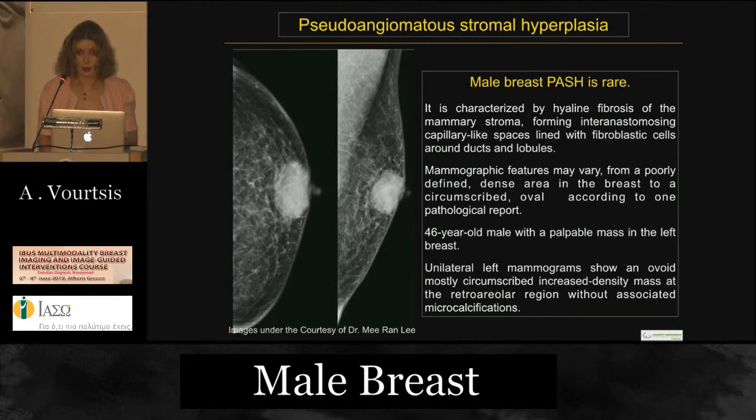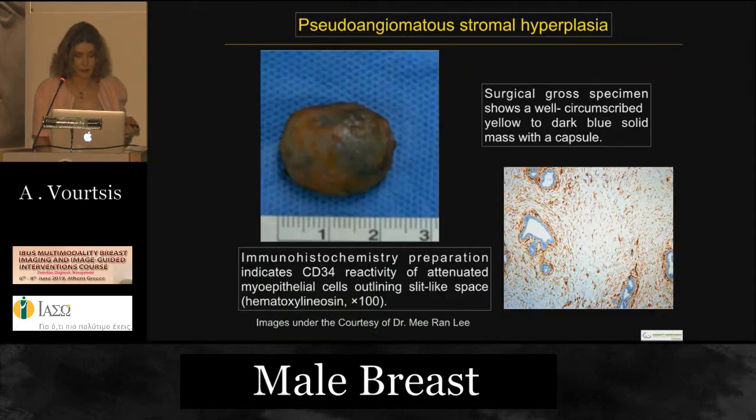PASH is very rare in men. It's characterized by hyaline fibrosis of mammary stroma. It might rarely appear as a mass, as the case here, extremely rare. This is the surgical specimen.